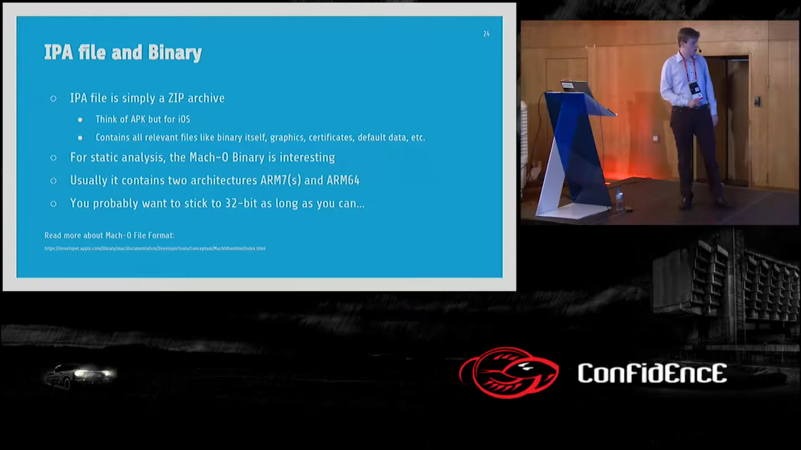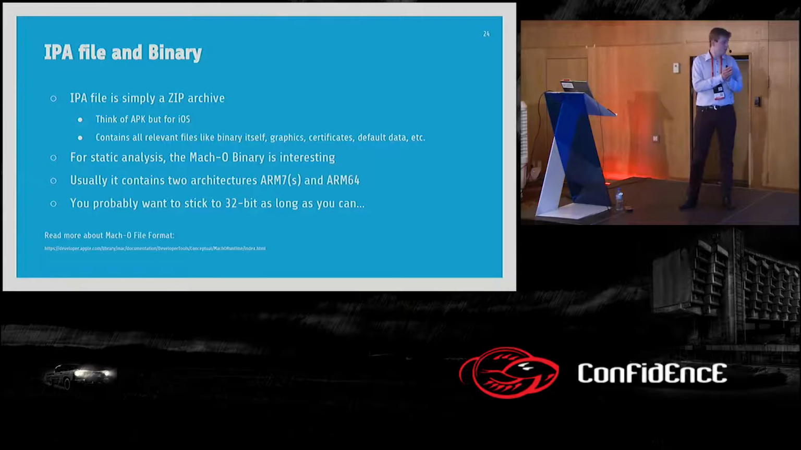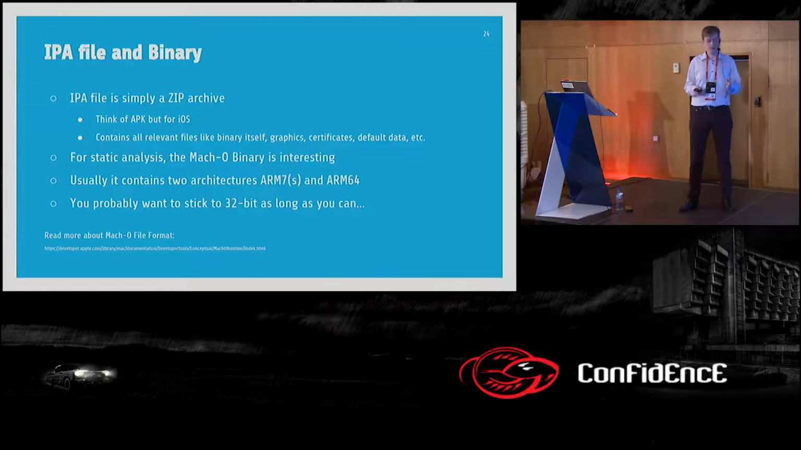iOS uses the Mach-O binary format. And usually when you see a binary, it contains two, let's say, sub-binaries, and this is called a fat binary, for different architectures. So the device can choose the proper binary for its CPU.